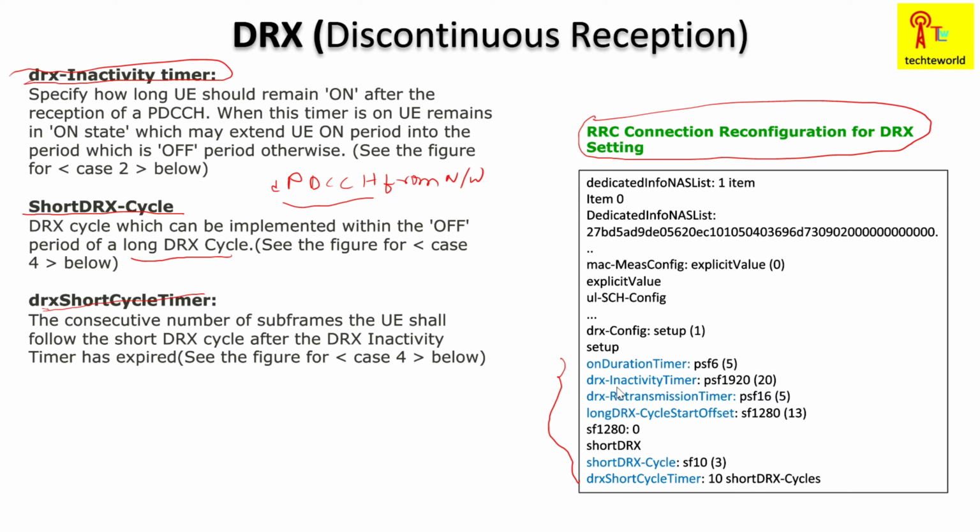This is one of the important messages you need to remember, because an interview might ask you which message the network uses to tell the UE about the different parameters needed for DRX supportability. This is none other than RRC connection reconfiguration. Hope this point is clear.